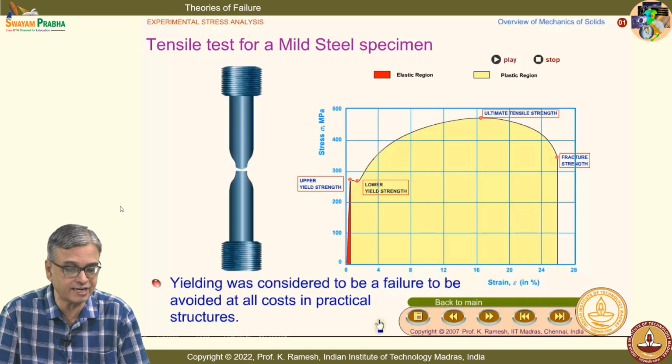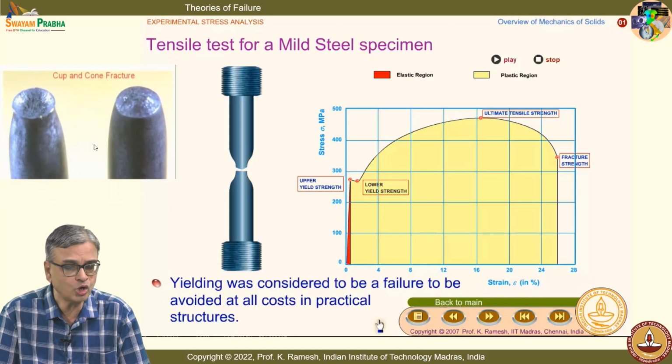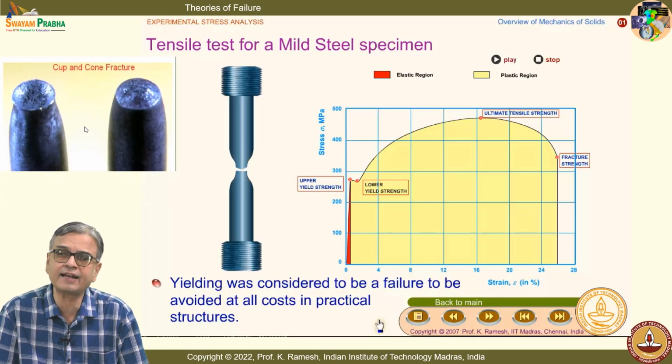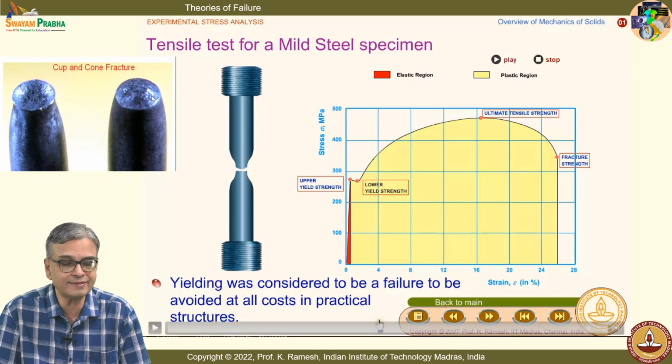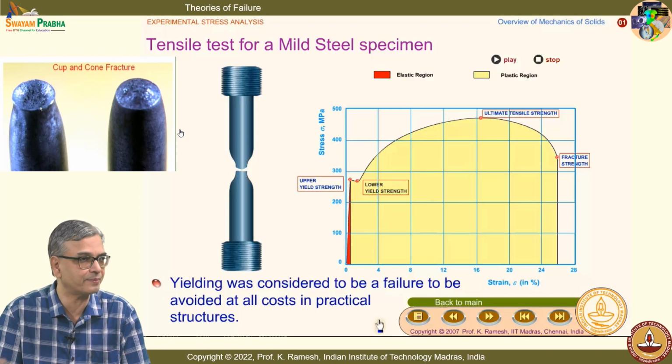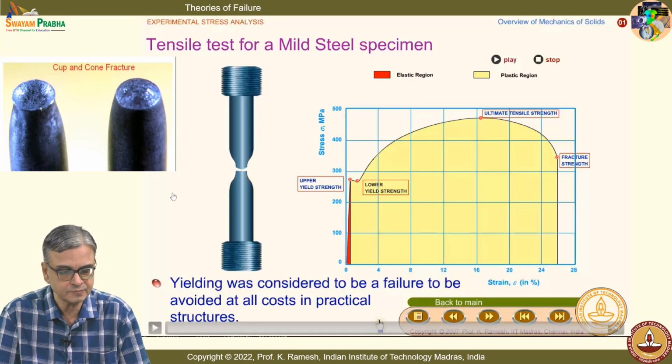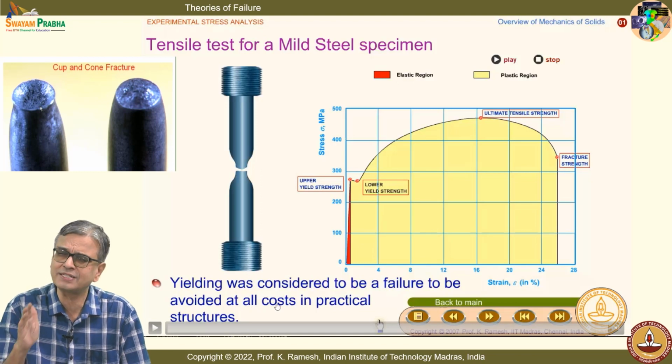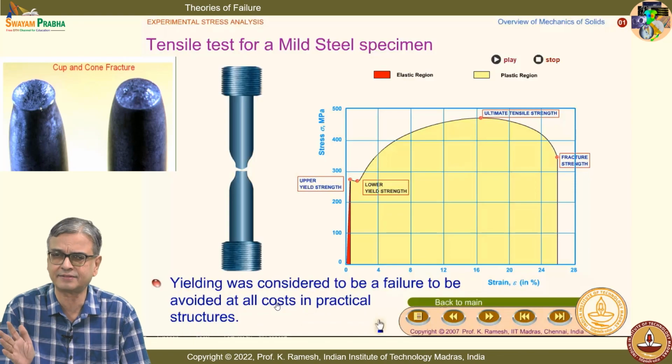So, you have to take that reality, and you also have a very characteristic cup and cone fracture. If you look at these angles, it will be 45 degrees, that you can explain from your Mohr circle, because you have shear reaches the maximum. Okay. So, yielding was considered to be a failure, and it should be avoided at all costs in practical structures, was the initial philosophy about design.